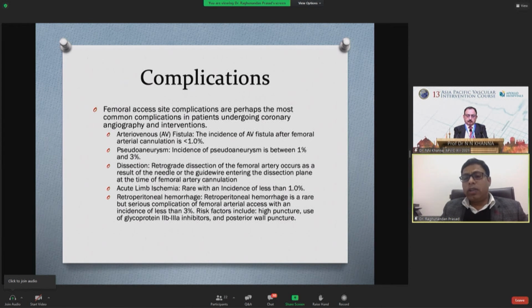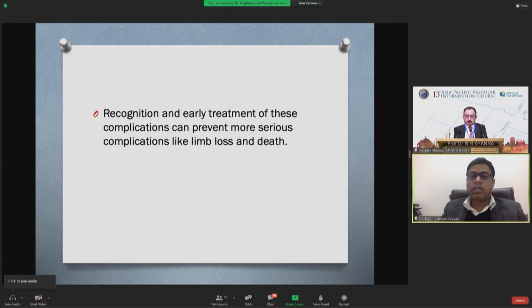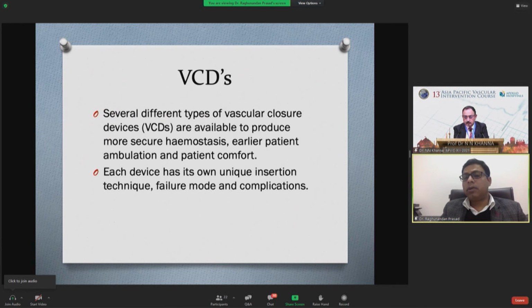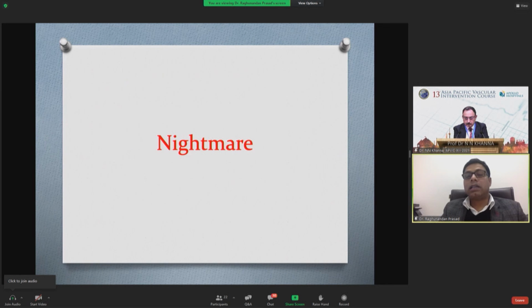In spite of all these things, there are many complications which can happen and which can be tackled by various endovascular applications. Recognition and early treatment of these complications can prevent more serious complications like limb loss and death. Recently, vascular closure devices offer added advantage, but each device has its own unique insertion technique, failure mode, and complications. And in one such case, I had this nightmare.